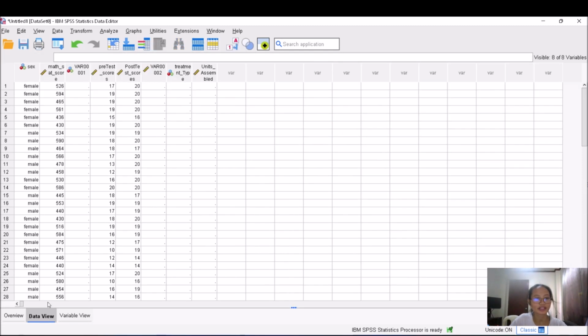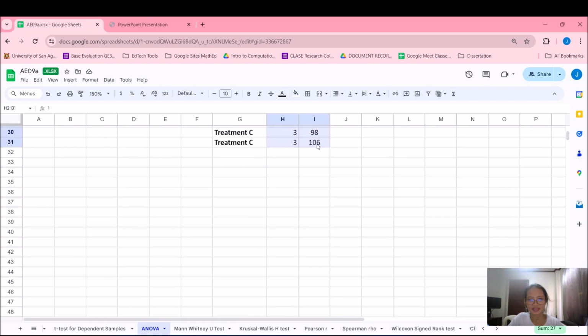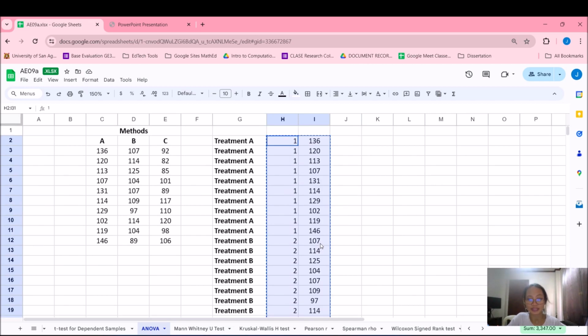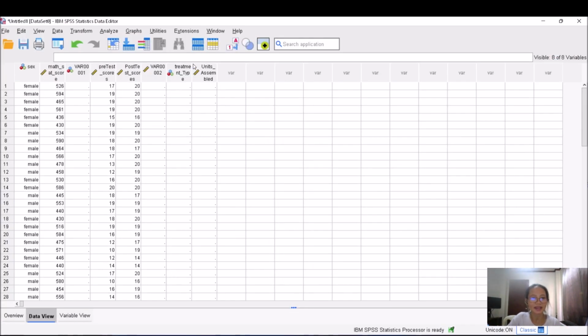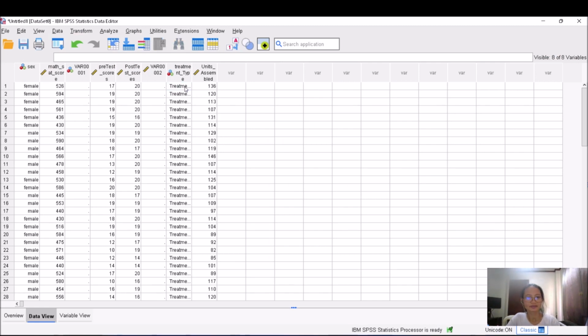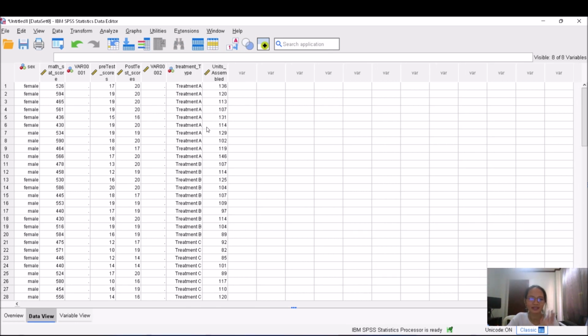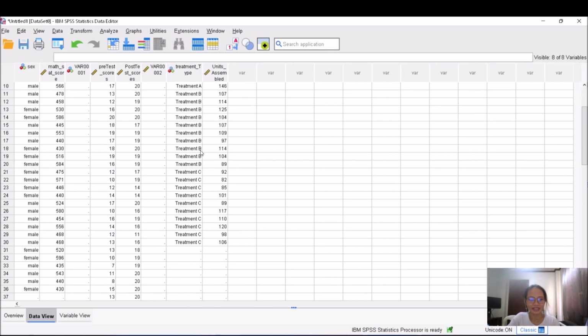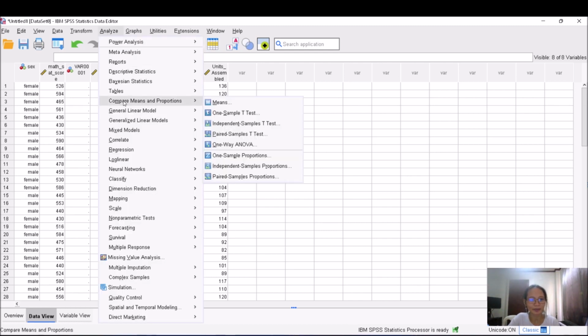Then you go to your data view, and then you go back to our Excel file and copy this. This is the treatment and the number of units assembled. And then you paste this in the treatment type and your units assembled. And then for ANOVA, click Analyze, compare means and proportions, and you have here your one-way ANOVA.